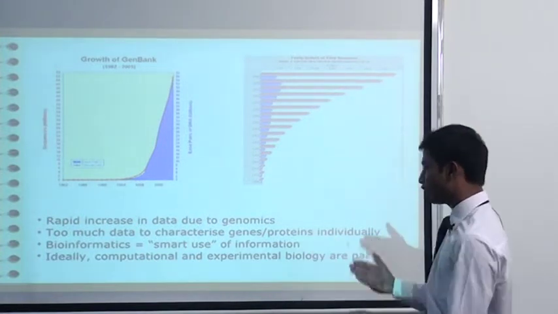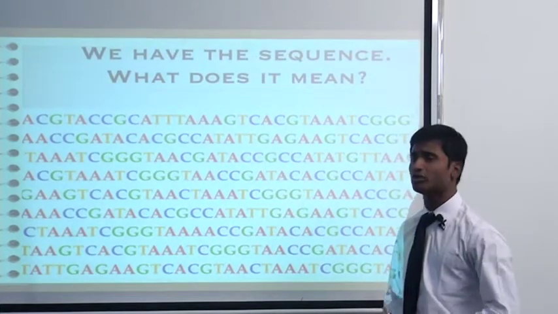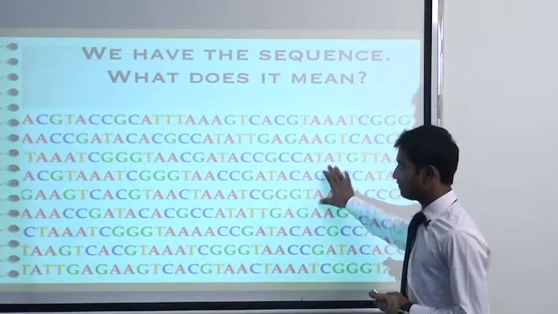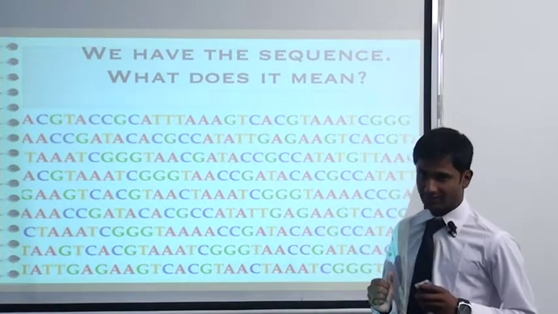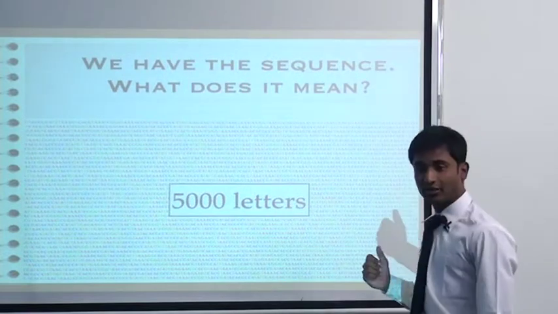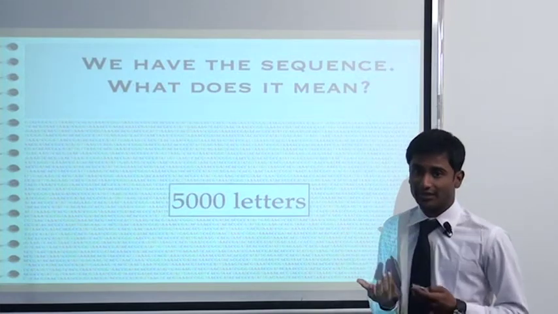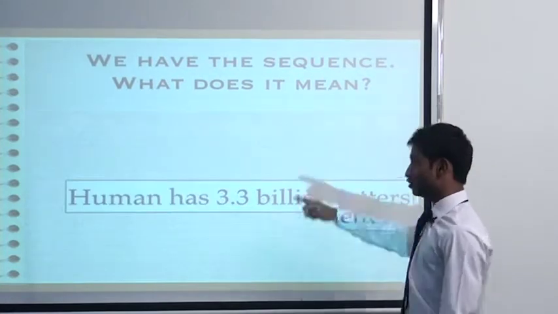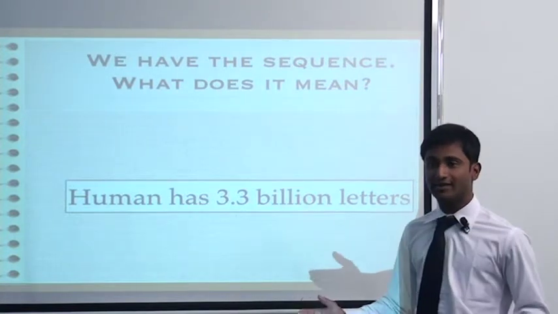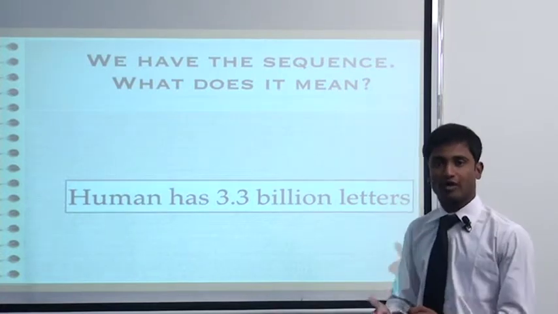Now, ideally computational and experimental biology are always partners. Suppose we have a sequence. If I have a 50 nucleotide sequence, I am able to work on that. But if I have 5,000, it will take much more effort and be difficult for me. And if I have the whole human genome, 3.3 billion nucleotides, it is impossible to work on that.